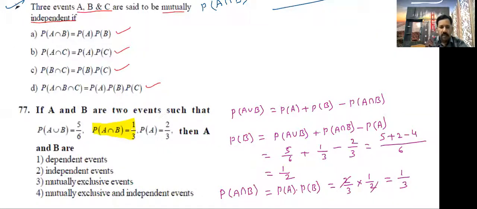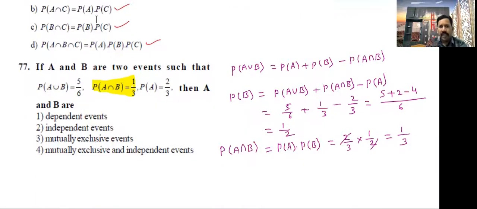Okay. Right. So finally, what will we say? A and B are independent events. Which option is correct, students? Second option correct.